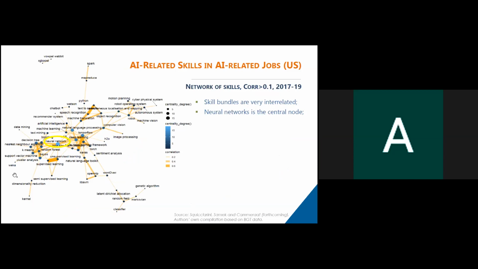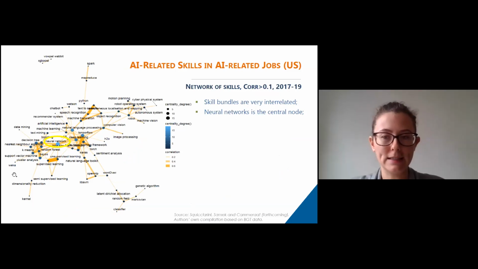Thank you. And so we carried out a network analysis here, which shows how AI-related skills in these AI-related jobs are linked. And we're using the US as an example. And so you can see that a lot of the skill bundles really seem to be interrelated, with the neural network being in the center. So we highlighted this in yellow here. And now the next slide, please.